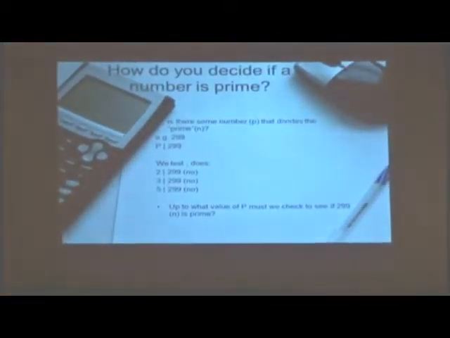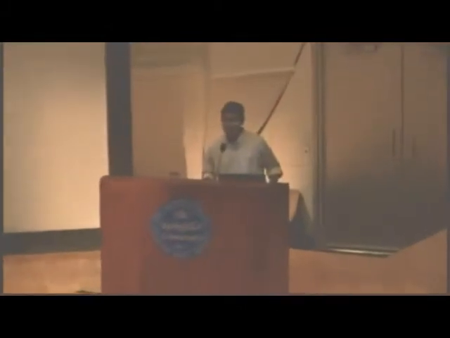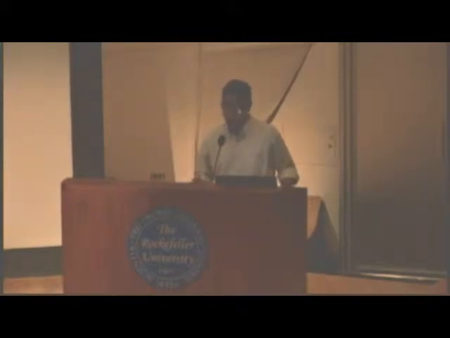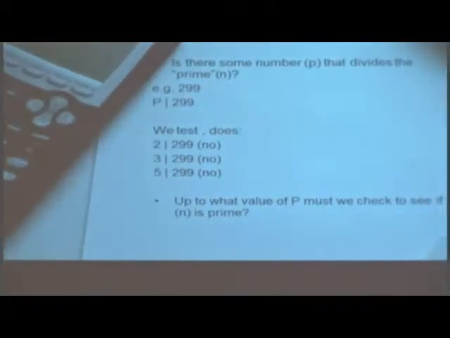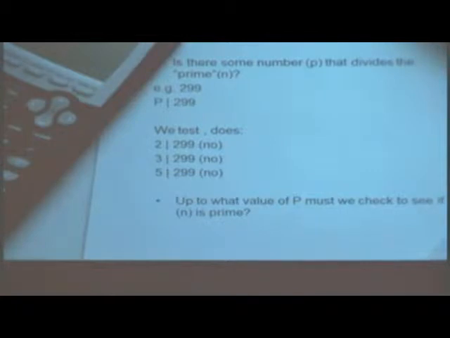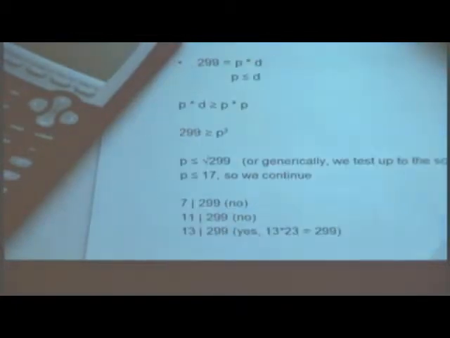First, how do you decide if a number is prime? And if it's not prime, how do you factor it into its prime components? So answering our first question, we ask, is there some number p that divides our so-called prime? For example, taking the number 299, we ask, is there some p that divides 299? So we test using our list of known primes. Is 2 a divisor, is 3, is 5? Another question arises, do we just go on forever testing all the primes? Where do we stop testing?